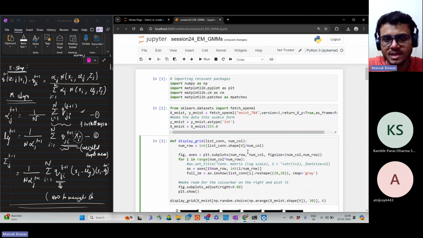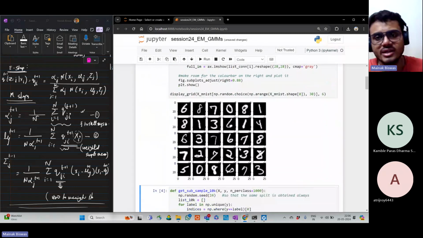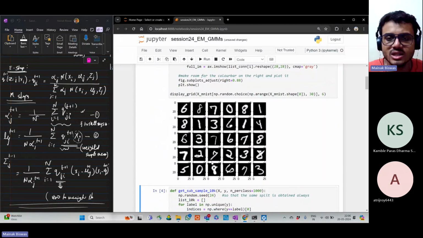So this is the MNIST dataset I'm loading, and this is what I'm visualizing. These are the handwritten digits. Everything is written by hand, and you'll be using this extensively in your two assignments, supervised and unsupervised. You can see the digits.